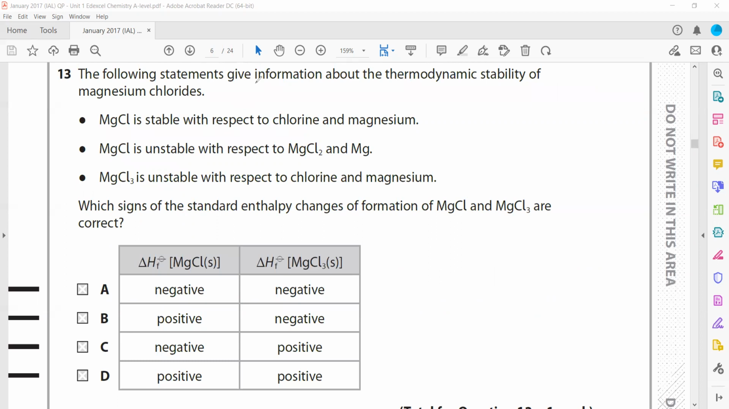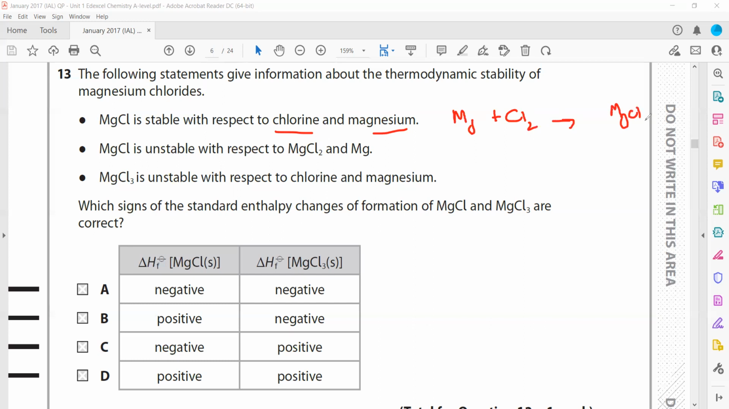The following statement gives information about the thermodynamic stability. Magnesium chloride is stable with respect to magnesium and chlorine. So it means when this is stable, at least it can form this product. Means when chlorine and magnesium react with each other, they can form magnesium chloride.